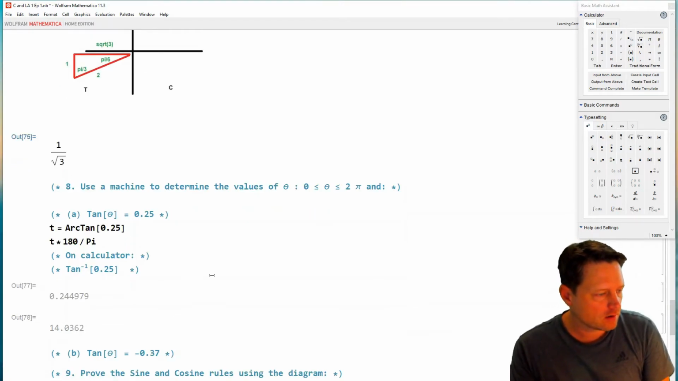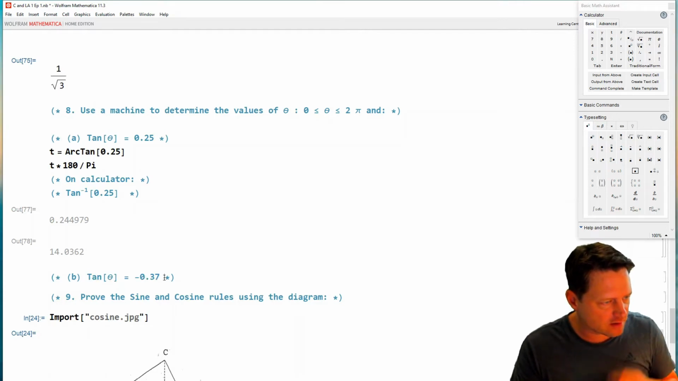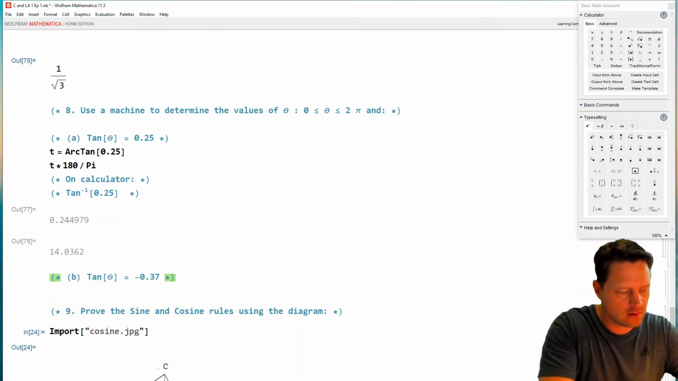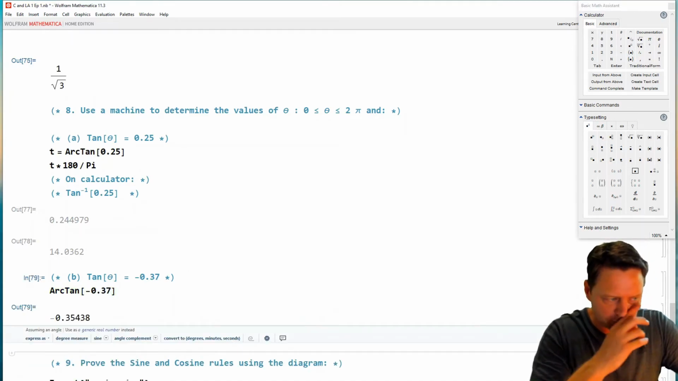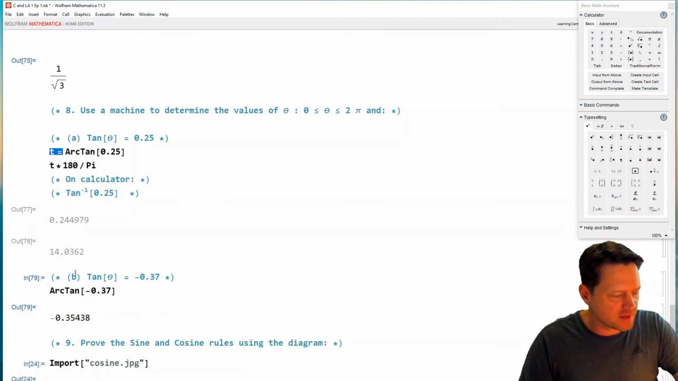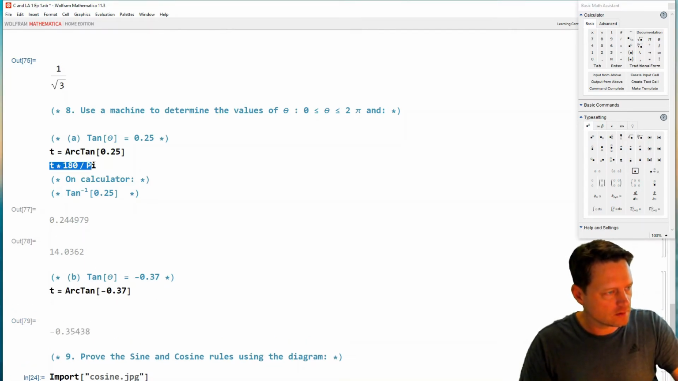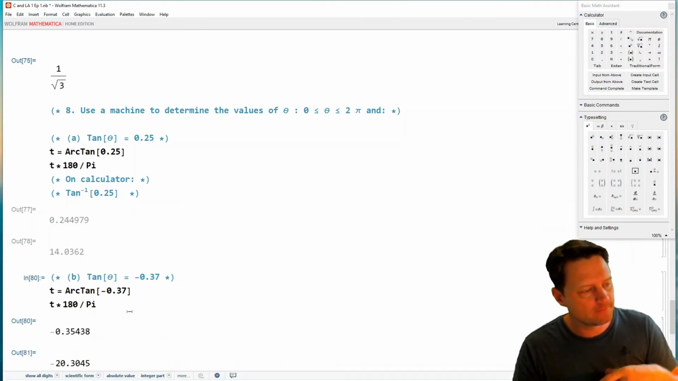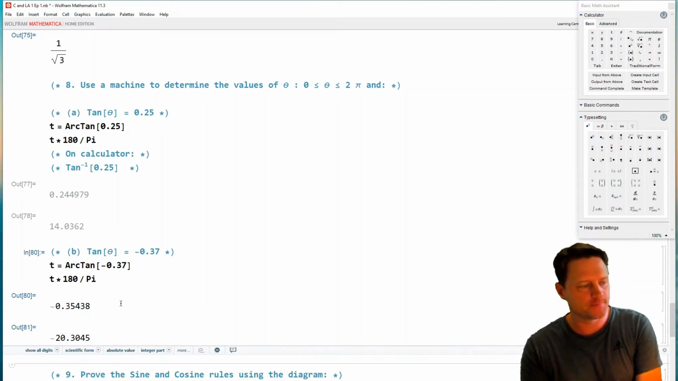Okay, moving on. So do the same with 0.37. Again, we just take arctan of minus 0.37. This is what we have in radians, but if we want to convert that, then it's pretty easy to do. We just multiply by 180 over pi. And we have minus 20.3 degrees roughly.